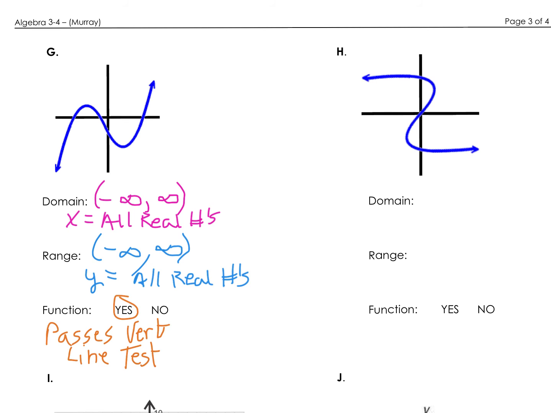Okay, you try H on your own. Try to figure out what the domain and range are here for H, and then if it's a function, yes or no, and then why or why not. So pause the video and do H.